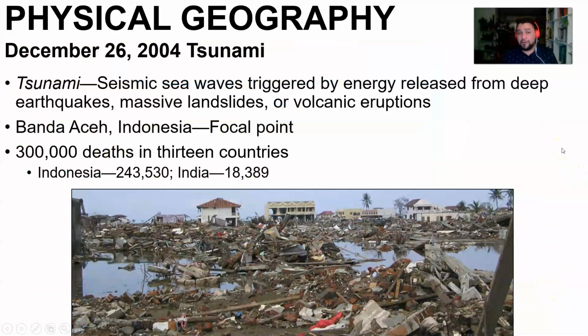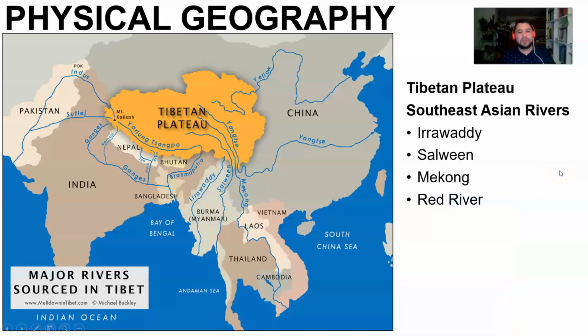In 2004, for example, there was an earthquake off the coast of Indonesia, and that triggered a tsunami, which is a seismic sea wave, and that led to earthquakes, mudslides, and also small volcanic eruptions. The region of Banda Aceh in Indonesia was a focal point, and we saw widespread damage in Indonesia and also in India from this tsunami. So these hazards can be quite dangerous.